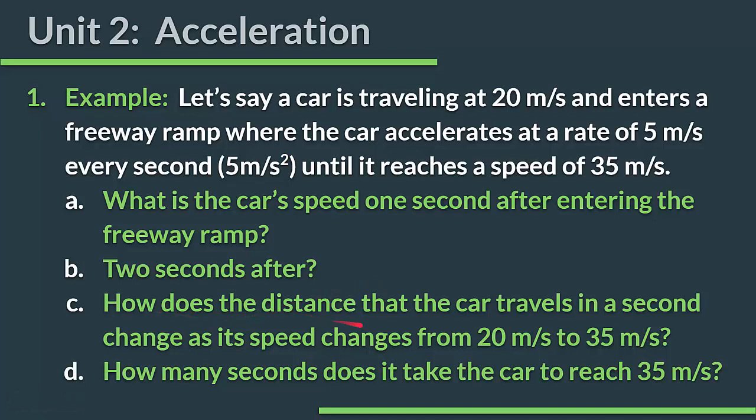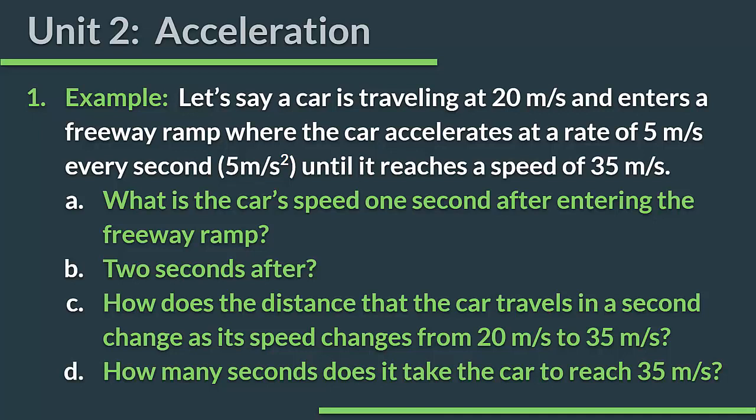How does the distance that the car travels in a second change as its speed changes from 20 meters per second to 35 meters per second? This gets back to what we talked about in our last unit. To go 20 meters per second means that you travel 20 meters in a second. To go 35 meters per second means that you travel 35 meters in a second, which means the distance that the car is traveling is getting greater and greater and greater.